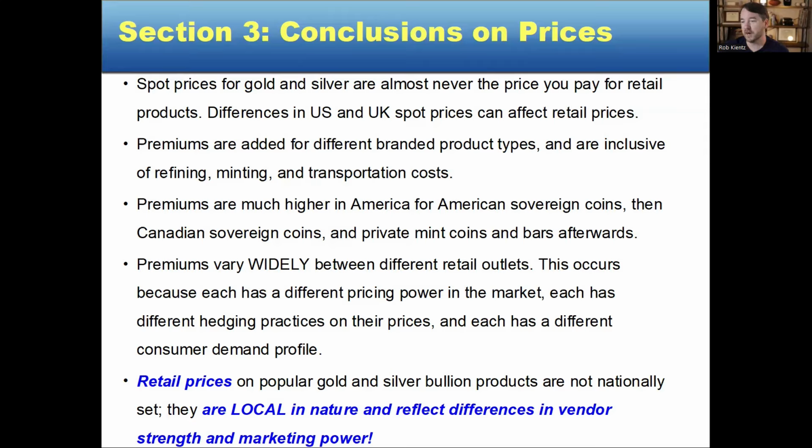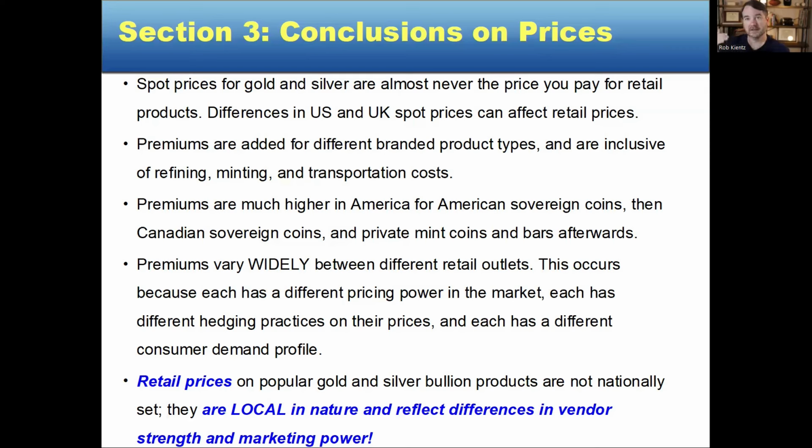Premiums are much higher in America for American sovereign coins, the Eagles and the Buffaloes, than Canadian sovereign coins, the Maple Leafs, or the stuff like the Bird series or other stuff they put out, and the private mint coins and bars after. Premiums vary widely between different retail outlets. Why? This occurs because each has different pricing power in the market. They can buy more or less. So if you buy a whole bunch more of something, your profit on each item can come down and you can still make money.